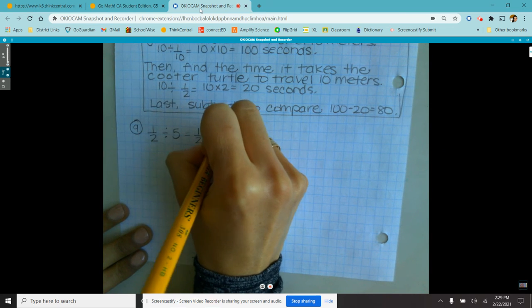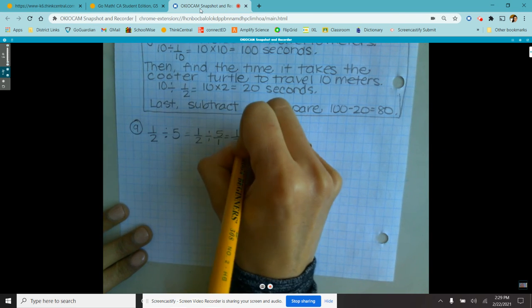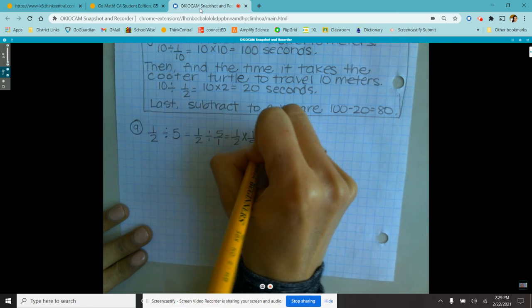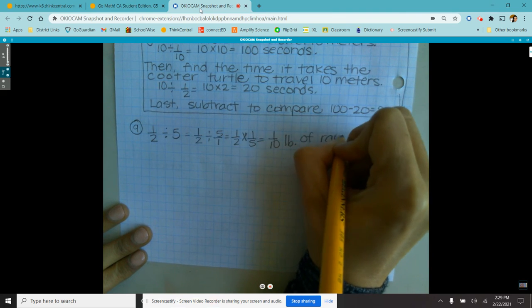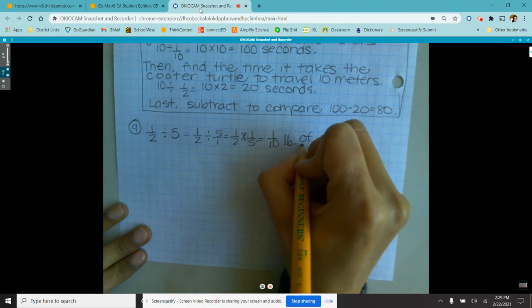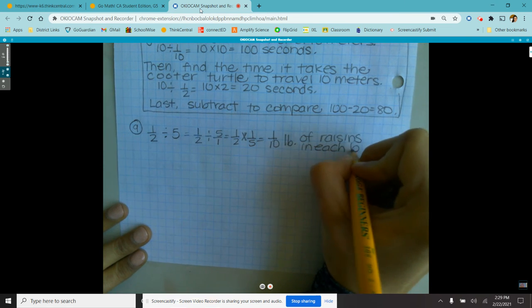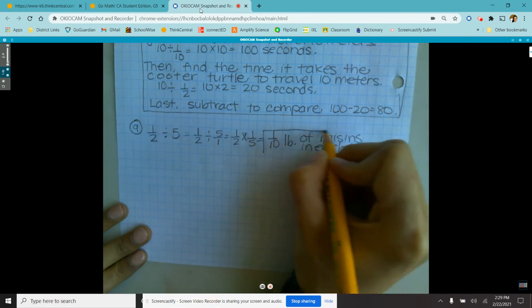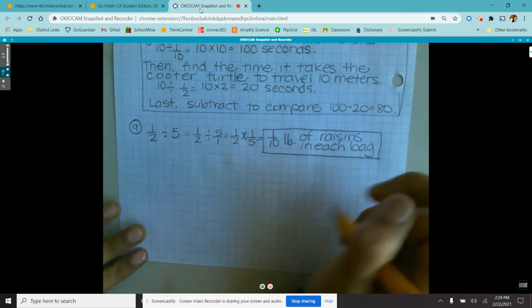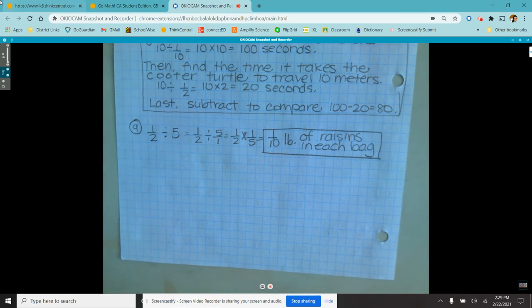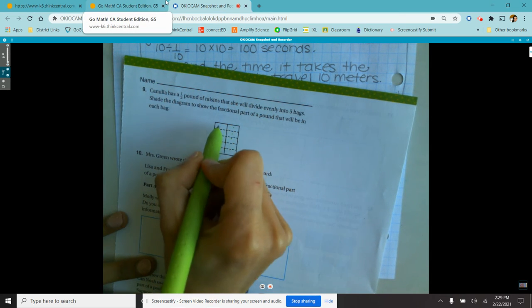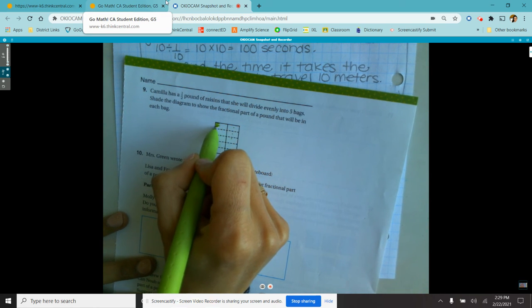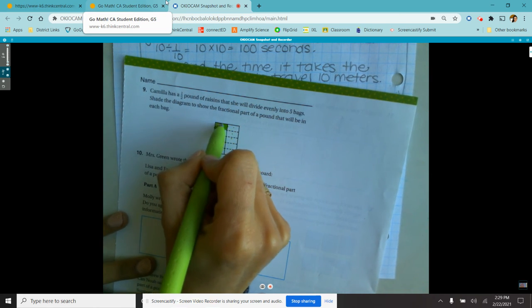So we have half divided by 5 over 1 equals a half a pound times 1/5, which equals a tenth of a pound of raisins in each bag. Now, what do you color in? Well, it's 1/10. So I have 1, 2, 3, 4, 5, 6, 7, 8, 9, 10. I have 10 boxes, so I'm going to be coloring in 1/10 of that. 1/10. That's my answer.